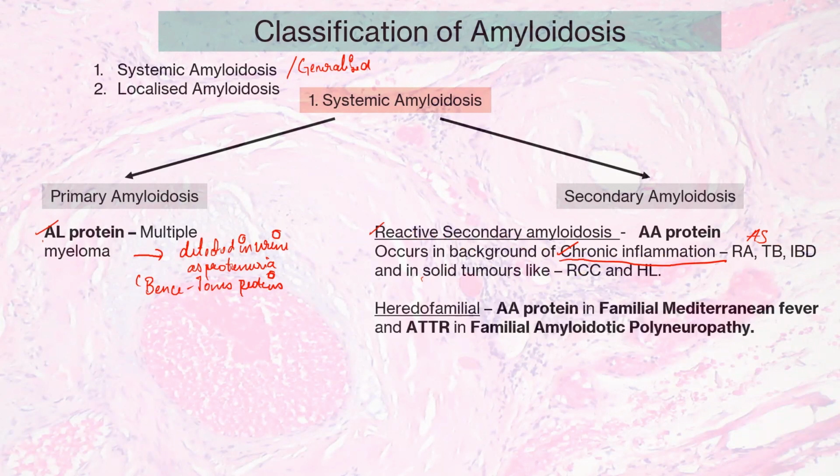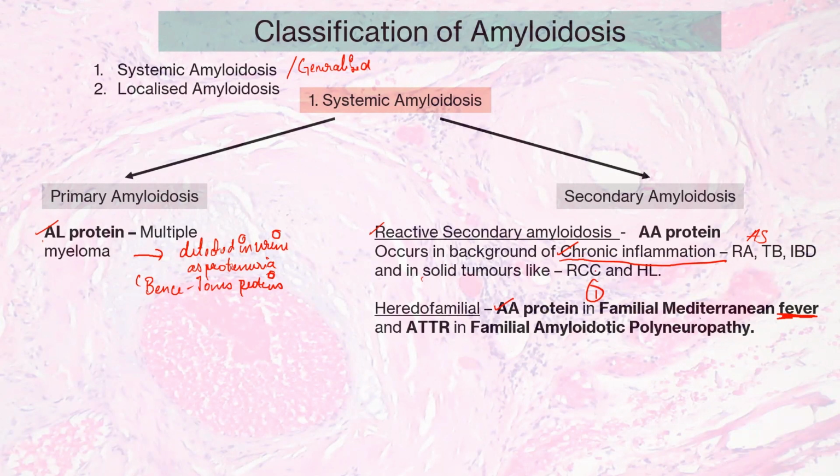Next is the heredofamilial amyloidosis. These are of two main types. First is the familial Mediterranean fever. So when you're talking about fever, there's some kind of interleukins which are released. So this also has an amyloid associated protein accumulation. A little more detail about this familial Mediterranean fever.